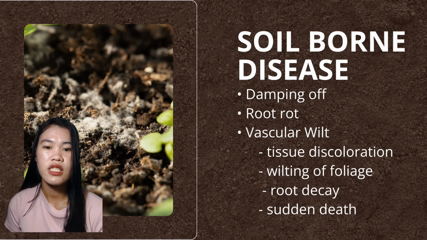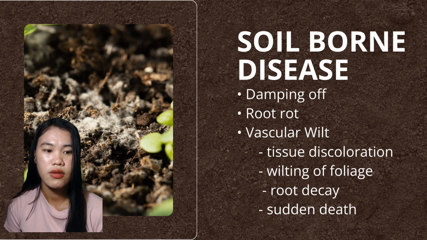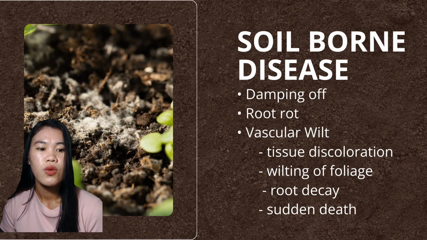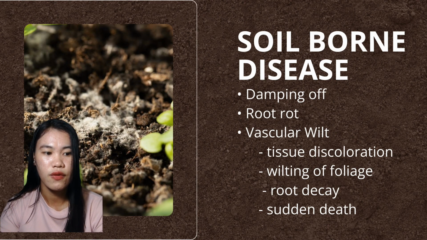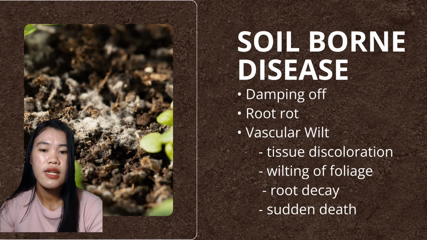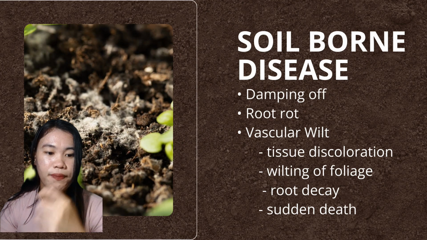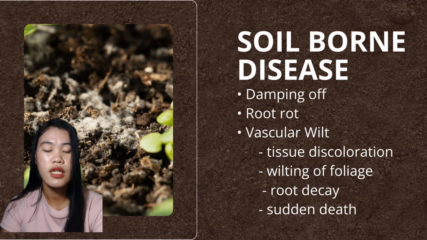The symptoms are wilting, discoloration of leaves, stunted growth, and stem streaks, or visible streaks on the stem. It affects plants at any stage, unlike damping off. Examples are Fusarium and Verticillium wilt.